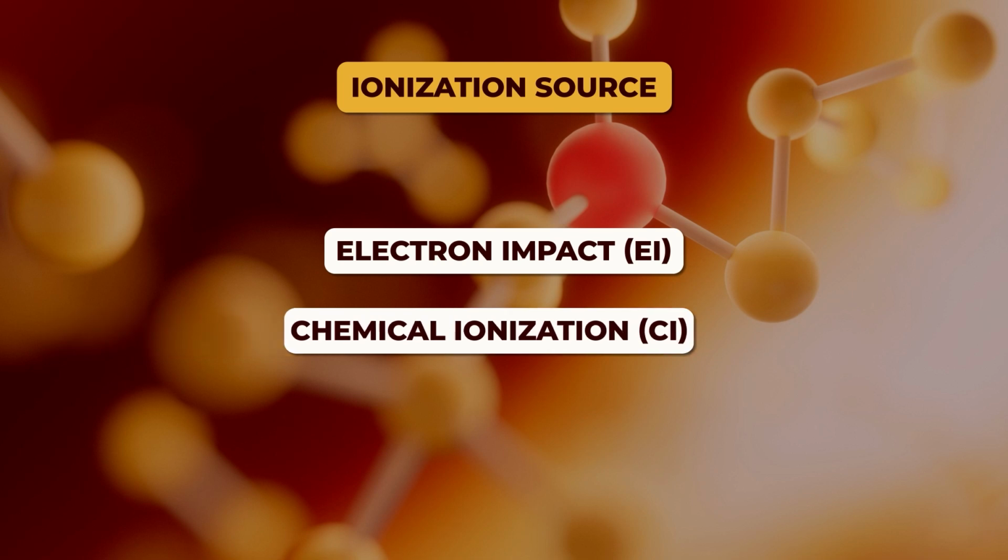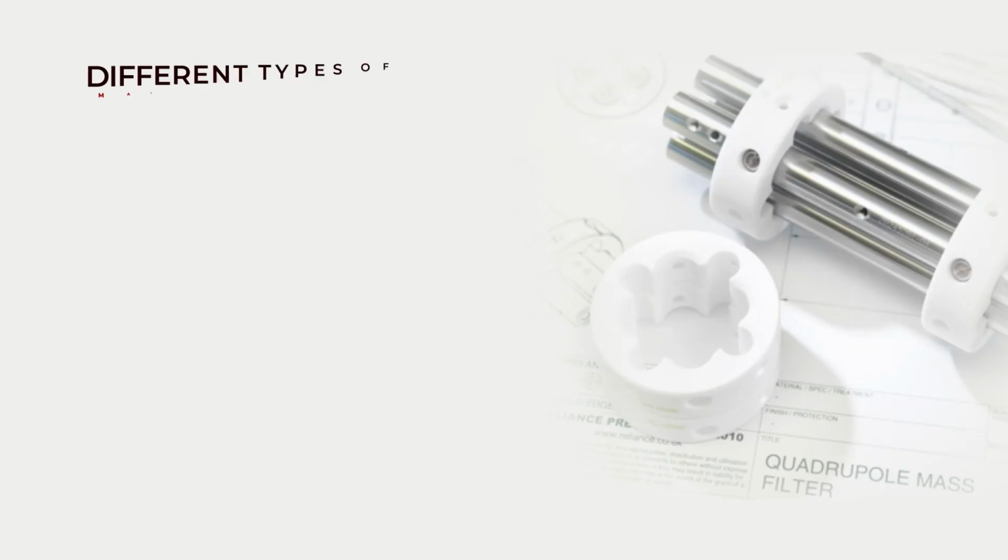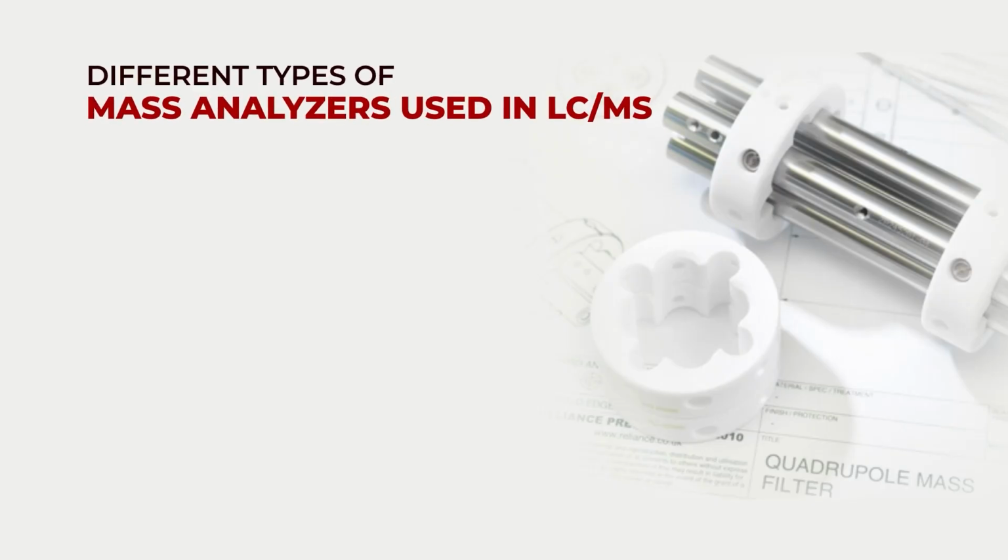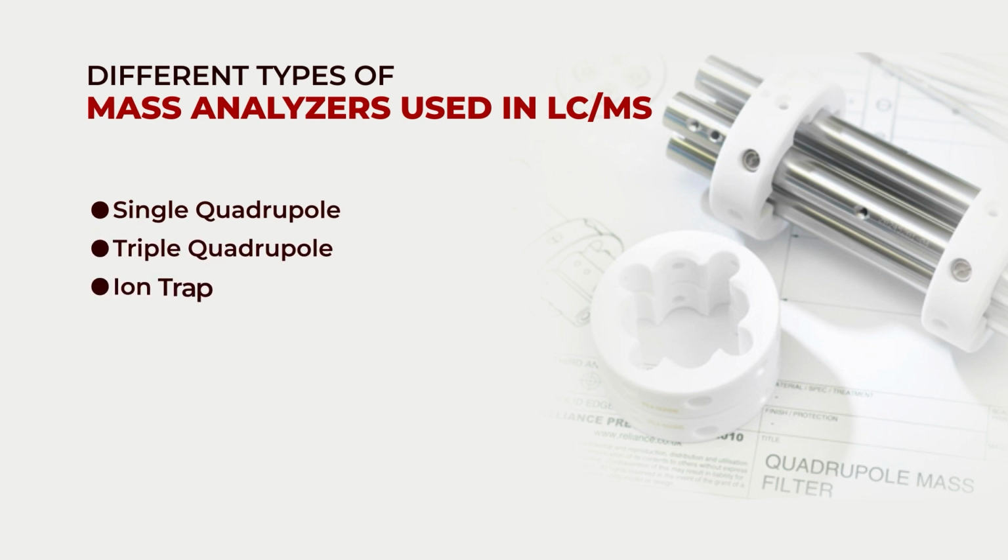Now, there are different types of mass analyzers, the detectors, for example in LC-MS. We can have a single quadrupole, a triple quadrupole, an ion trap, time of flight, and quadrupole time of flight, which clubs together quadrupole and time of flight.